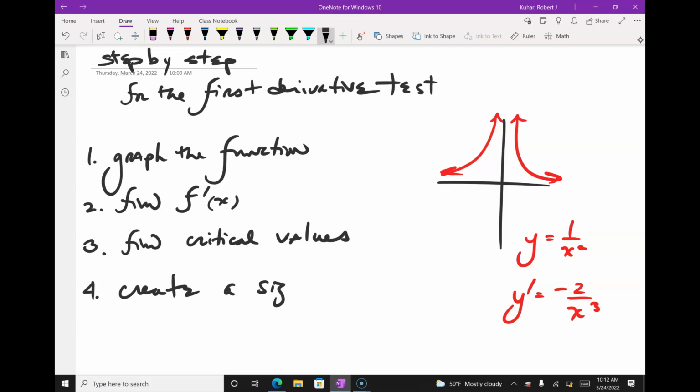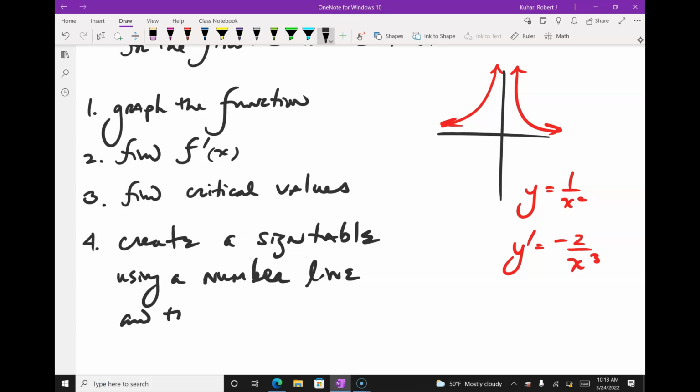Create a sign table. Let me hear the moans. Do you remember sign tables from pre-cal? Any of you that weren't in my pre-cal class? Do you remember doing the sign tables where you had to see where the function was above ground or below ground? Create a sign table using a number line and the critical values.